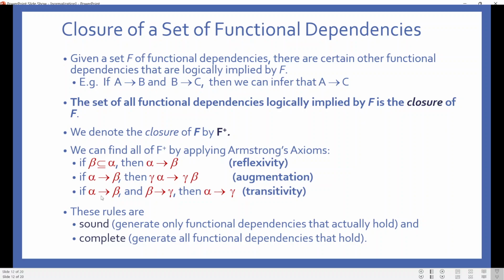The third one is, if alpha determines beta and beta determines gamma, that means by knowing alpha we can find the value of beta, and by knowing the value of beta we can find the value of gamma. So indirectly, by knowing alpha we can find the value of gamma. This property is called the transitivity property. So these are Armstrong's axioms.